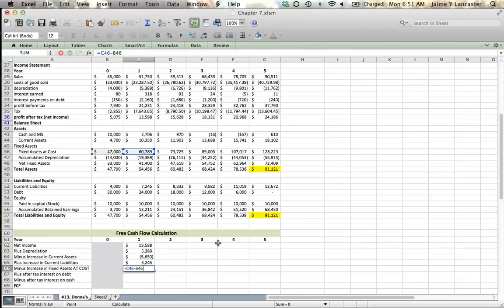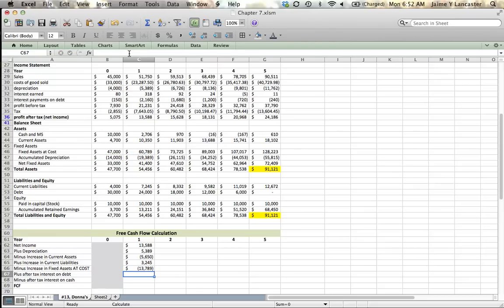So we had $60,789 in fixed assets at cost at the end of the year, when we only had $47,000 at the beginning of the year. And what that means is that we spent $13,000 on assets, right? And that we spent more on assets than we had in net income. And since we're expending that money, we need to have it as a negative amount. So our expenditures on fixed assets is actually greater than our net income.